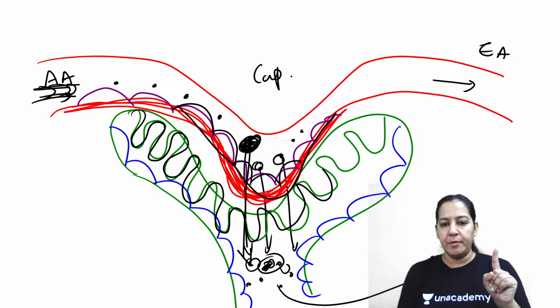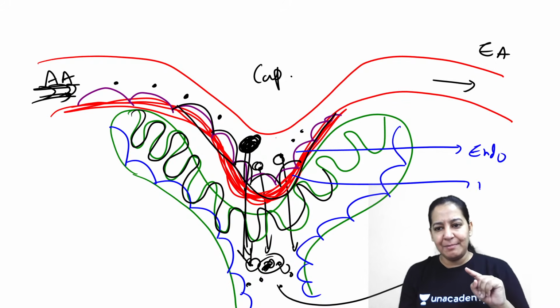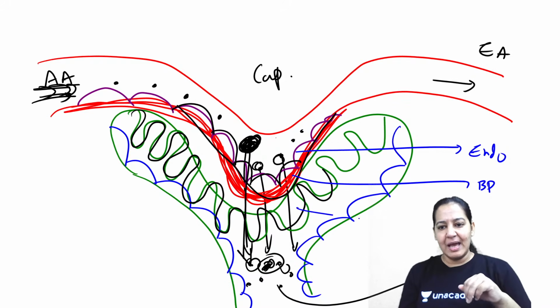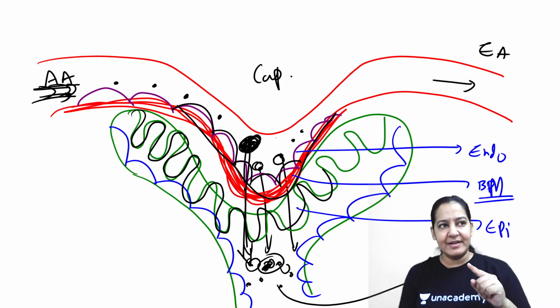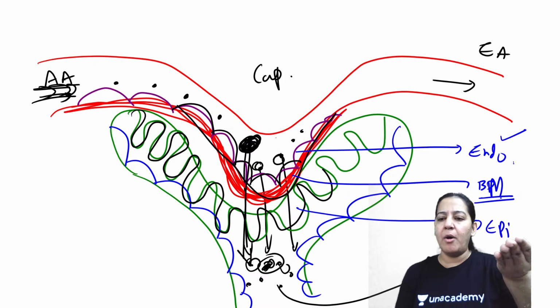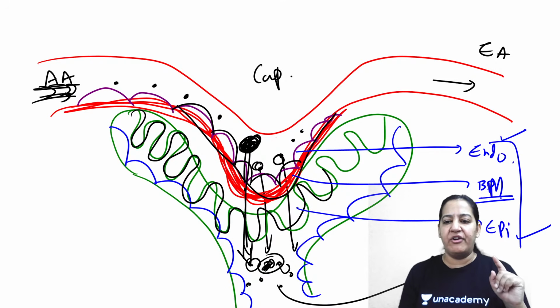Everyone give me a thumbs up. You got my point? So innermost is the endothelium of the capillary, the middle one is the basement membrane, and this side is the epithelium of the Bowman's capsule. So can I say the basement membrane is in the center? On one side there is endothelium, on the other side there is epithelium. Yes or no? So this is known as the filtration barrier.